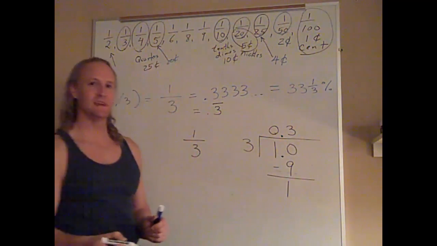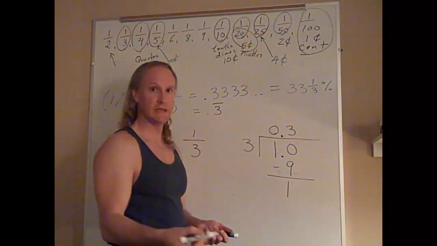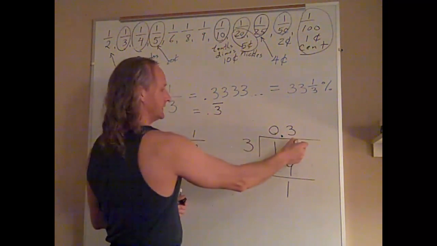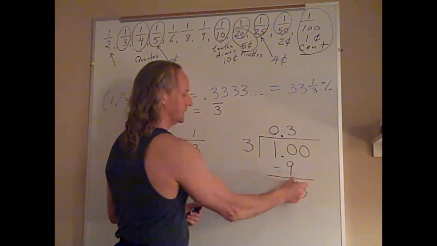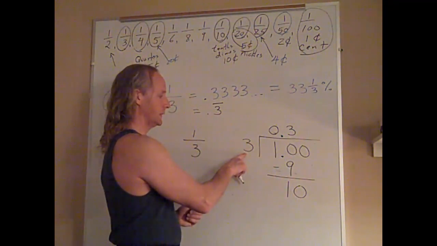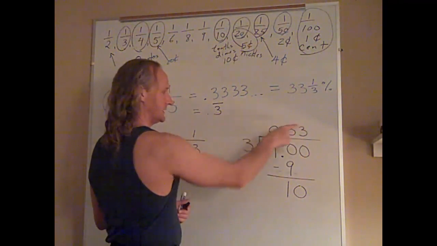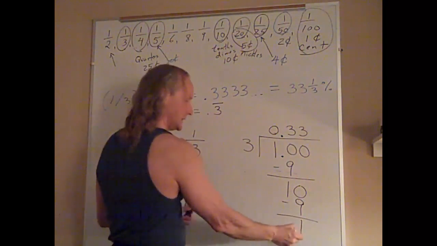Now a lot of people are going to be tempted to say, the 1 goes here and I'm all done. But unfortunately, the remainder does not represent a decimal. To get the next decimal, you have to include another 0 and bring it down. And hopefully you can see that 3 goes into 10 3 times. And 3 times 3 is 9. And we subtract and get our 1.